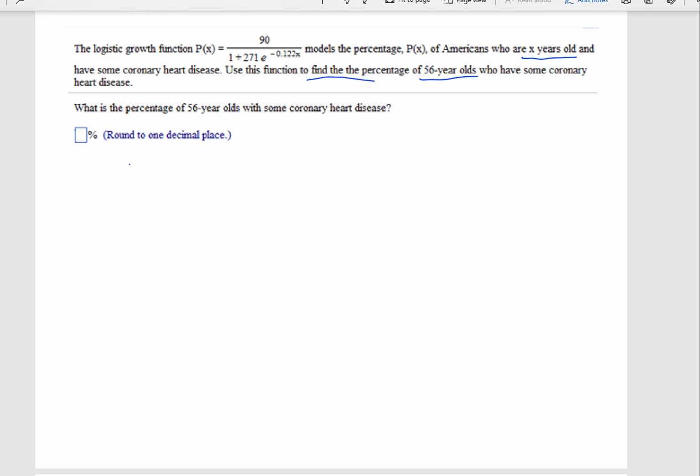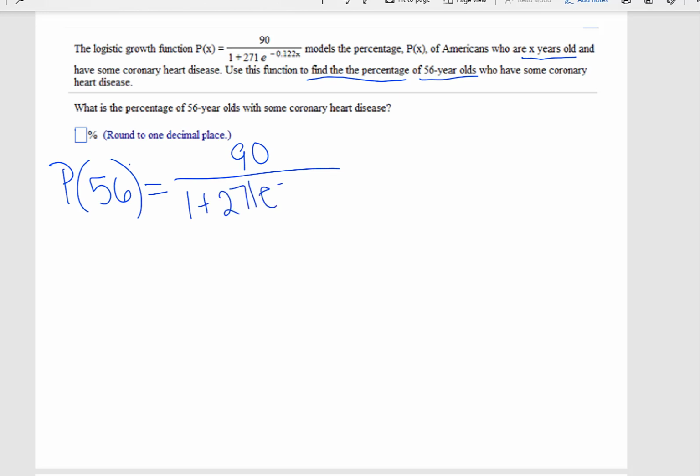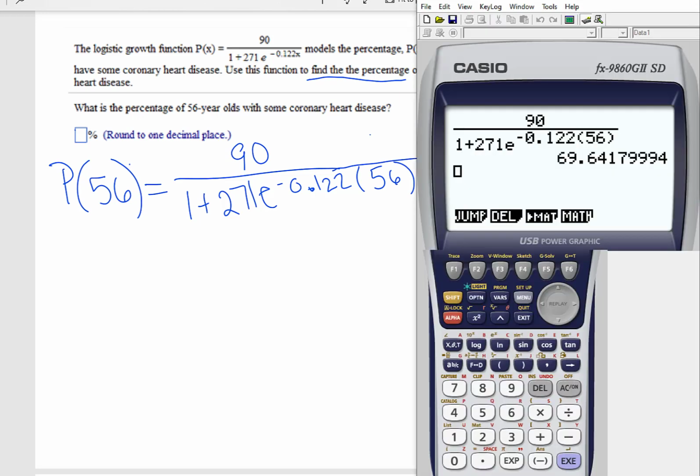And it says find the percentage, so we know that we're looking for P of X, and they're giving us X, 56, right? So this one is literally just plug and chug. We're going to plug it in and then calculate it out. Okay, it tells us to round to one decimal place, so it would be 69.6%.